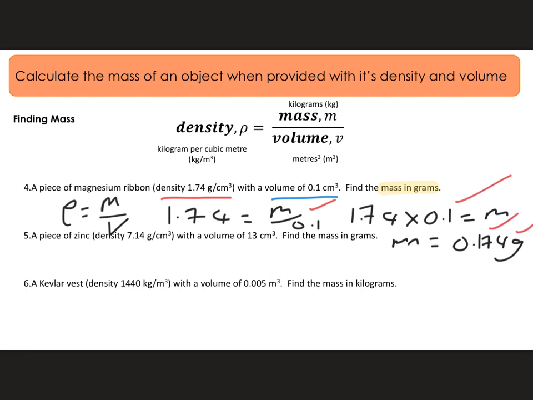For question 5, again, we want to find the mass in grams. Just going through and highlighting what we know. Again, we've got density is equal to 7.14 grams per centimetre cubed, and our volume being 13 centimetres cubed. Going through the same process, we know that's okay because the volume is in centimetres cubed and the density is already in grams, so we don't need to change anything.